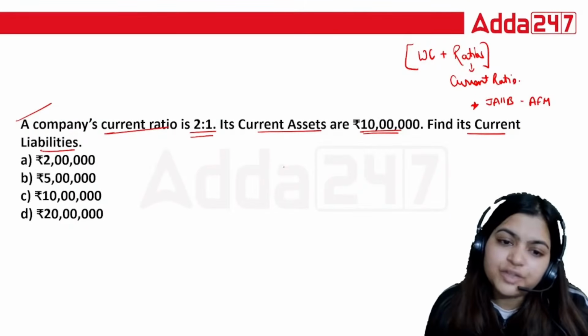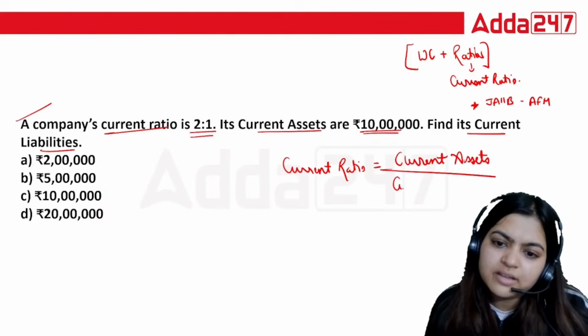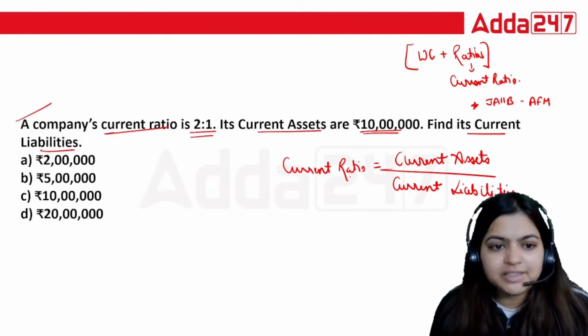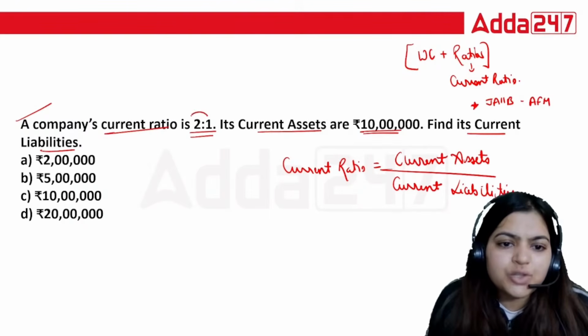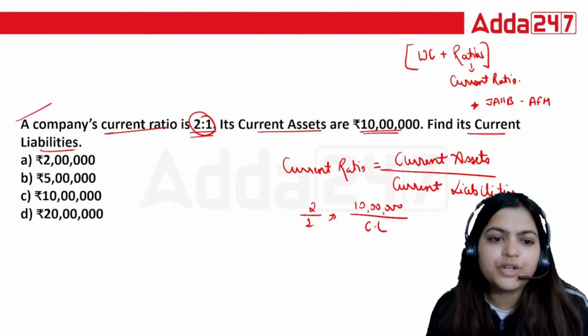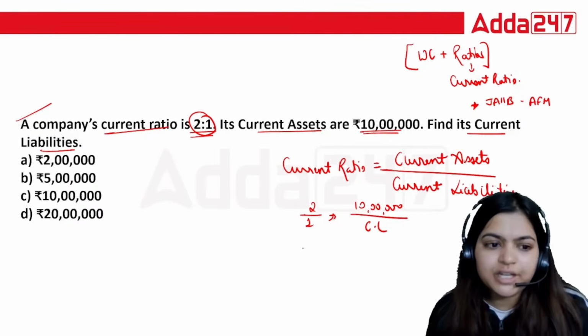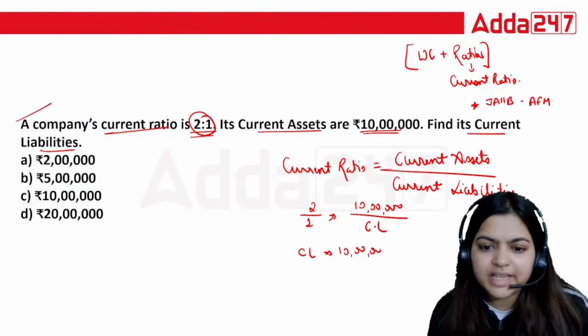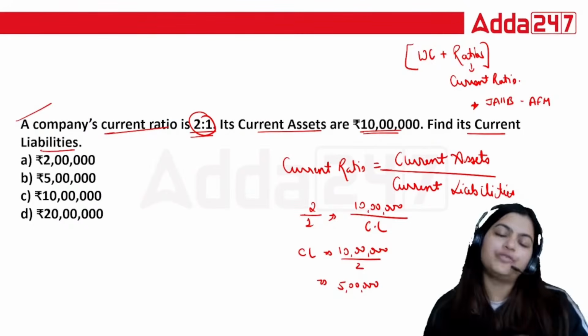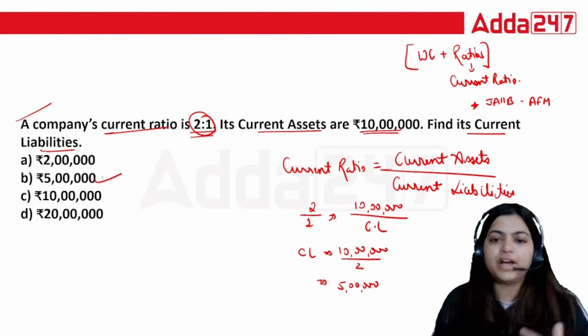So what is the formula of current ratio? Current ratio is equal to current assets divided by current liabilities. Here they are saying 2:1 is your current ratio, and current assets are around 10 lakhs. You need to find current liabilities. So current liabilities is 10 lakhs divided by 2, which gives you 5 lakhs. Means your assets are double your liabilities. So your current liability is going to be 5 lakhs.